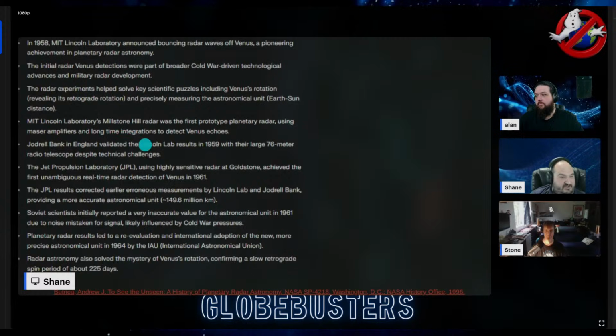He goes through how radar was the first prototype of planetary radar, with maser amplifiers and long-term time integrations to try and detect Venus echoes. They tested it in the lab, and based on the lab results in 1959, a 76-meter radio telescope was corroborated by JPL, our boys at the Jet Propulsion Laboratory over at NASA in Goldstone. They said they achieved the first unambiguous real-time radar detection in 1961. This is the big one, the big de facto announcement to the world: we got it, boys, pack it up, we're going home.